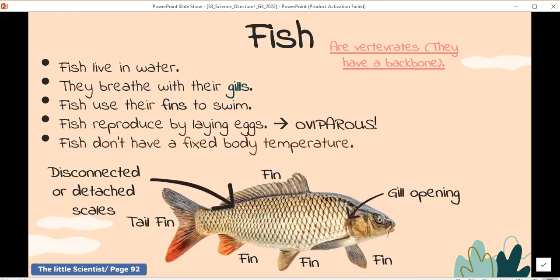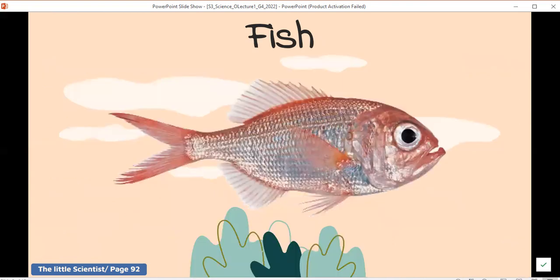Fish are cold-blooded animals since they do not have, like we do, a fixed body temperature. Their body temperature depends on the temperature of the environment. It changes. Look at this fish picture.